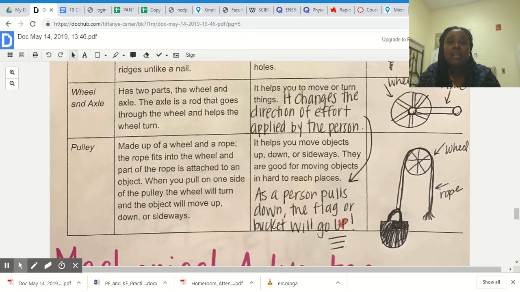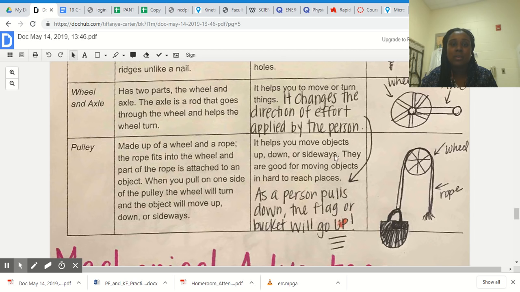All right, and then a wheel and axle. So just like a car. A car has 2 wheels, and those wheels are going to rotate around a metal bar in the middle called an axle. So it helps to move things. And as you're using a wheel and axle, it's easy to transport things from one place to the other.